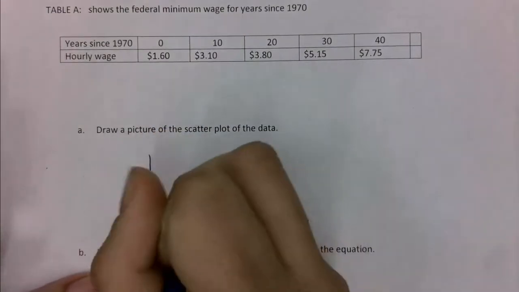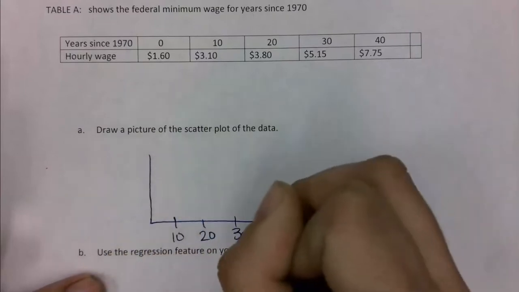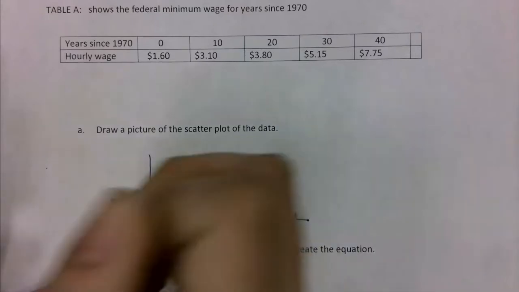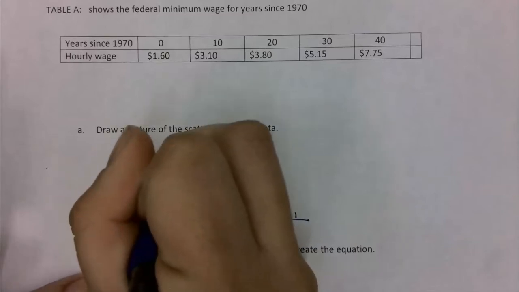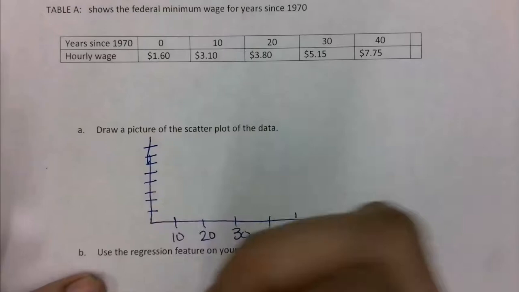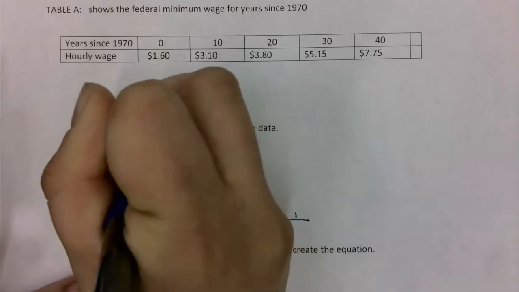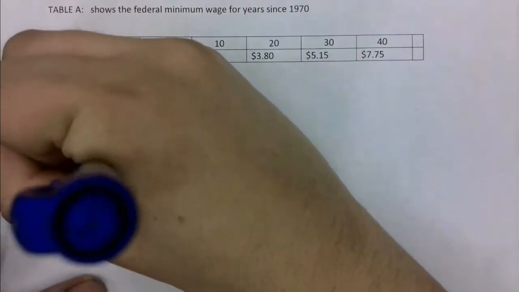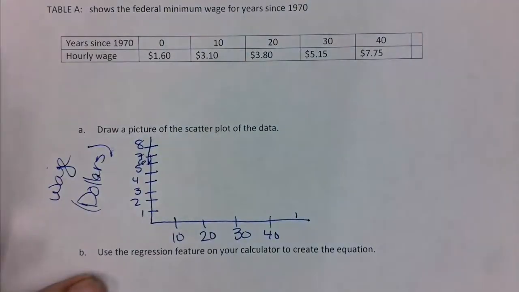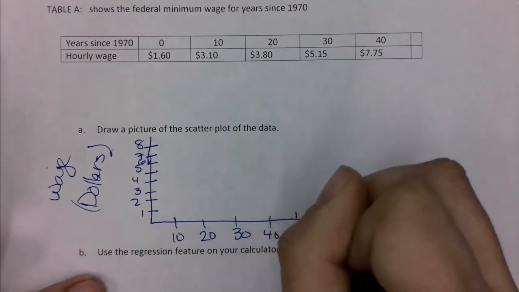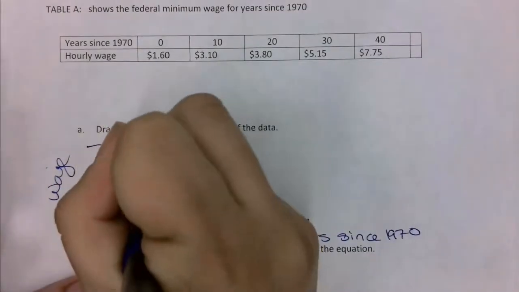I have years going on the bottom, so I'm counting by tens: 10, 20, 30, 40. That doesn't go up to 50. And then the highest my money goes up to is 7, so I'm going to count by dollars. So I have my wage in dollars, and this is years since 1970. I have 0, 1.6, so that's right here.